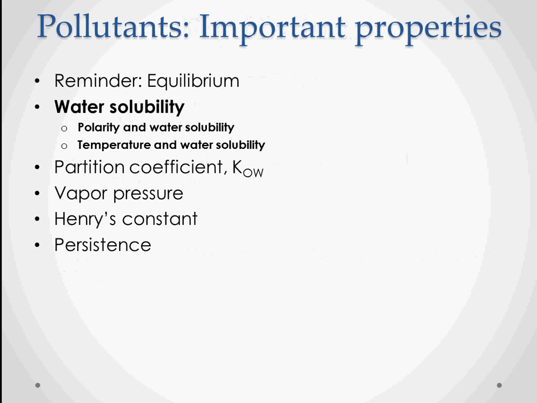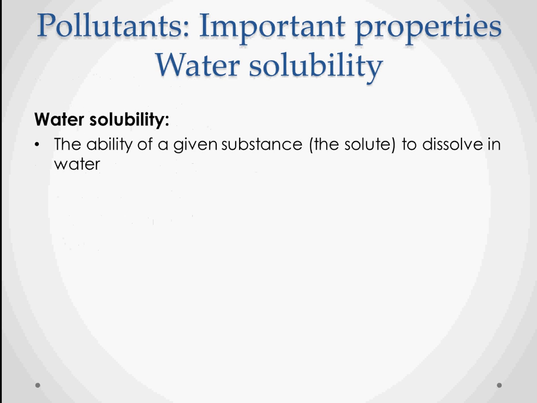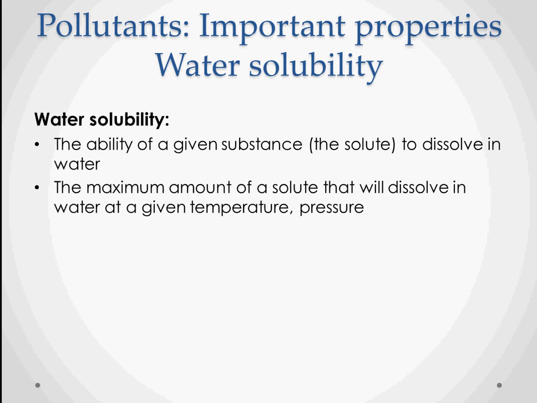Okay, so then moving on to water solubility. You're probably fairly familiar with this. This is just a bit of a reminder. As a general definition of the property, water solubility is the ability of a given substance, usually called the solute, to dissolve in water. Pretty straightforward. It can also be thought of as the maximum amount of a substance or solute that will dissolve in water at a given temperature and pressure.